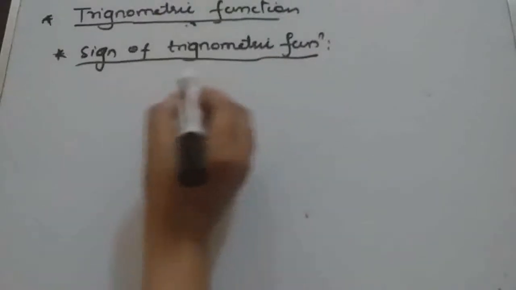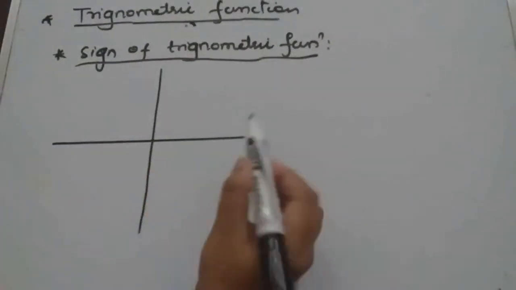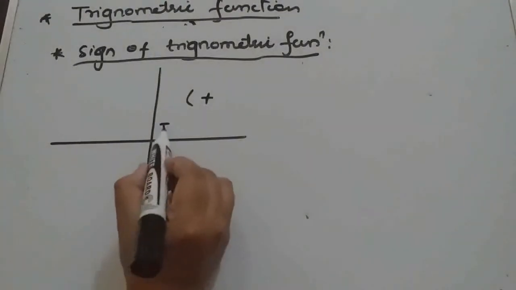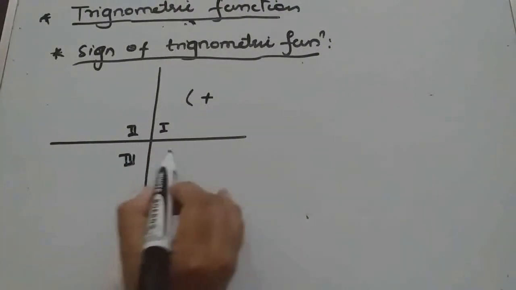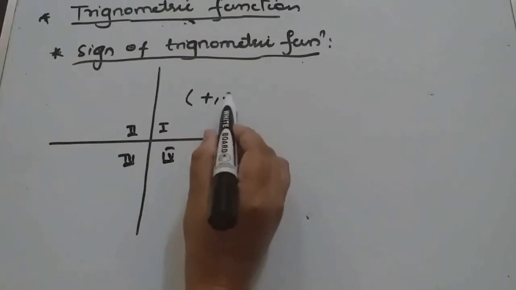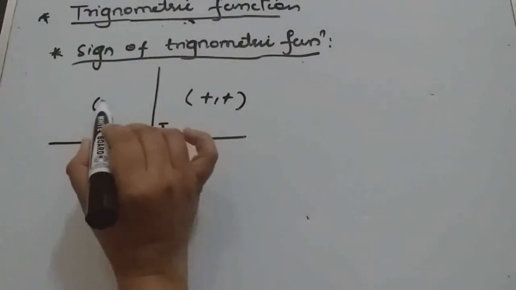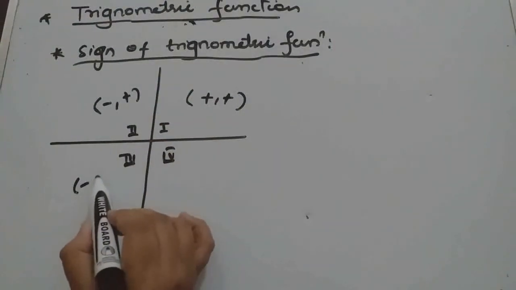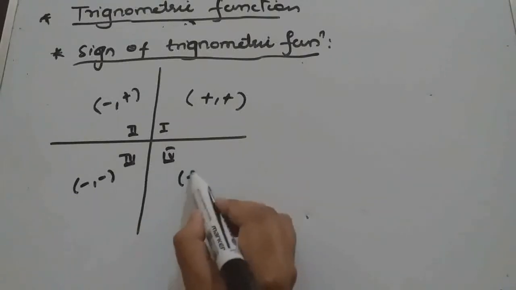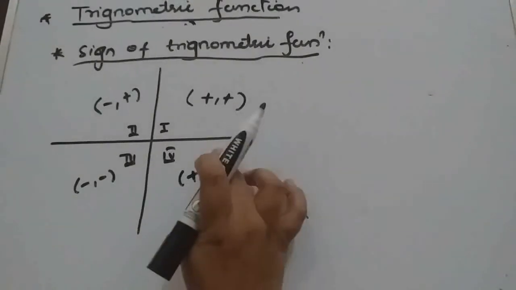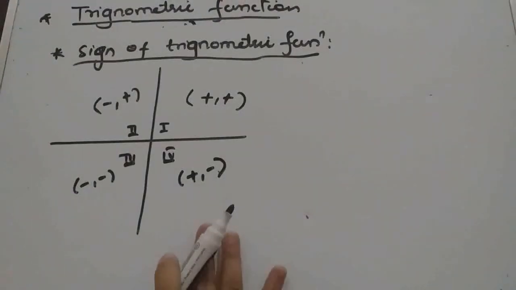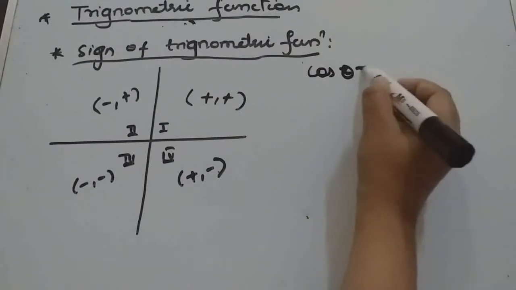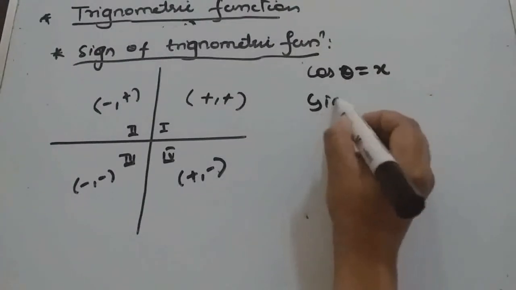See, sign of trigonometric functions. We know the first quadrant, second quadrant, third and fourth. In the first both x and y will be positive. Here x is negative, y will be positive. Here x is negative, y is negative, and here x is positive, y is negative. Okay, this we know. Now we have one formula: cos theta is the x coordinate and sine theta is the y coordinate.